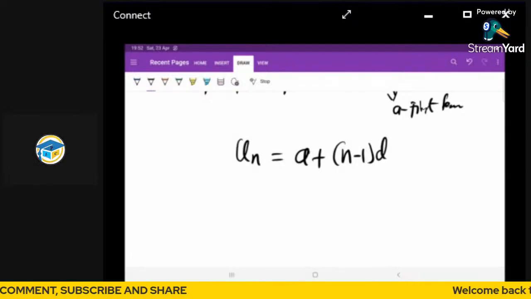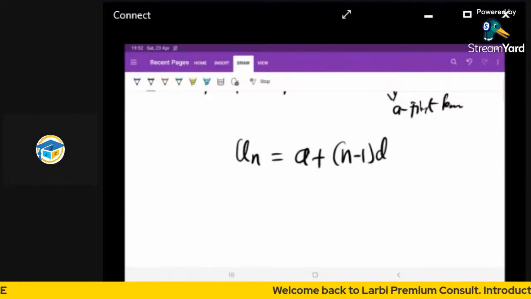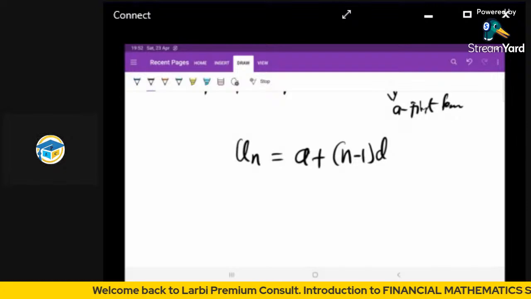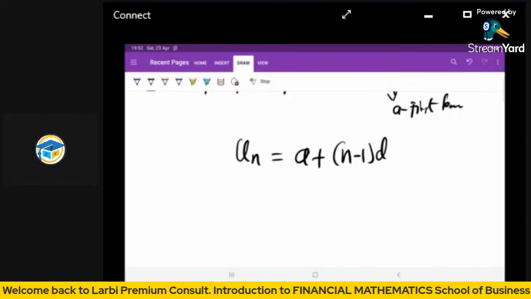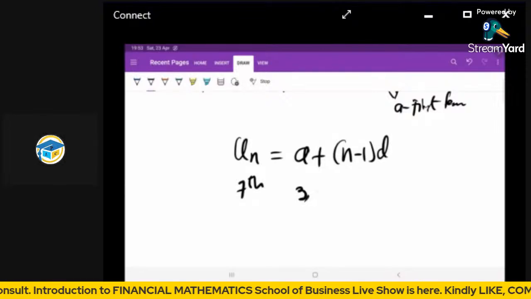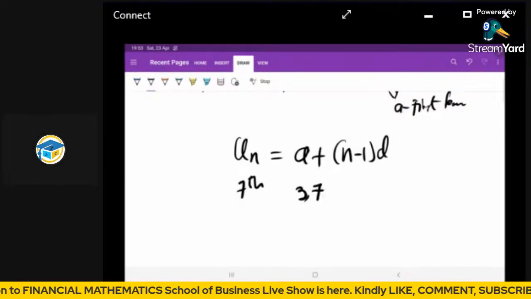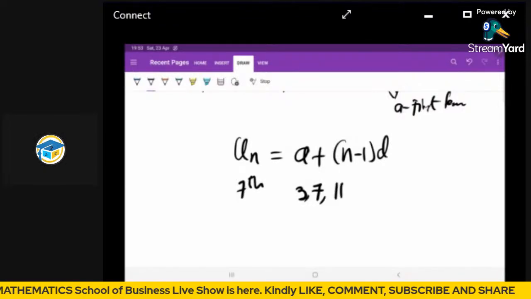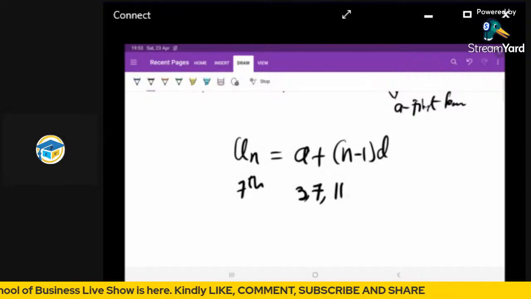So let's take an example. Let's say we are asked to find the seventh term of the sequence 3, 7, and 11. We are asked to find the seventh term of this sequence: 3, 7, and 11. How do you go about that?